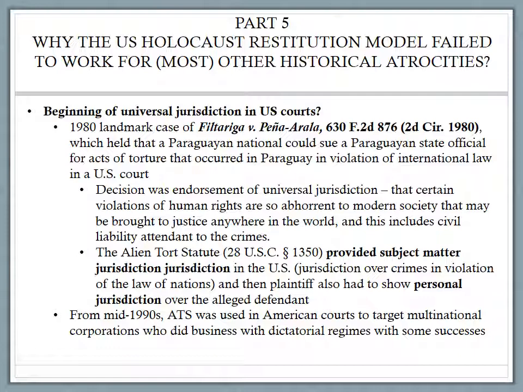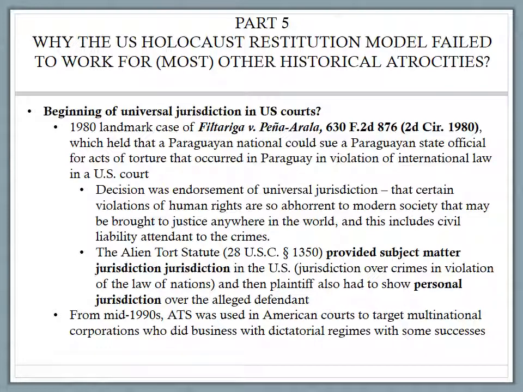What made the U.S. courts in the 1990s a friendly forum in the first place for Holocaust asset restitution litigation? We have to look back to actually a case from 1980 to find the roots of this friendly forum in the landmark case of Filartiga versus Peña-Irala. It was not a Supreme Court case, but a case from the Second Circuit in New York, in which the court held that a Paraguayan national could sue a Paraguayan state official for acts of torture that occurred in Paraguay in violation of international law in a U.S. court, right? So check that out.